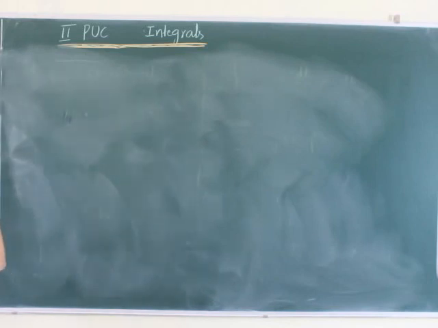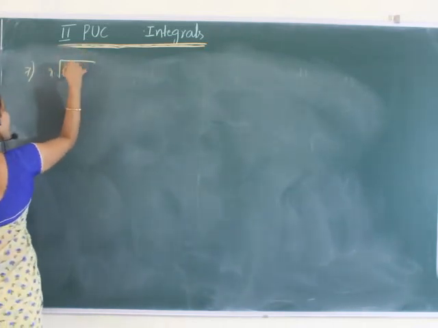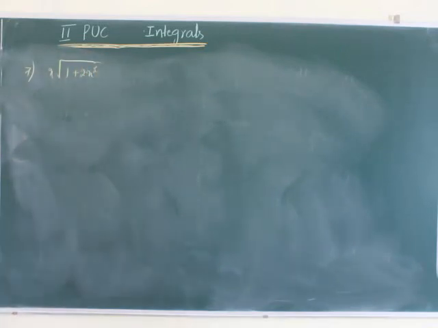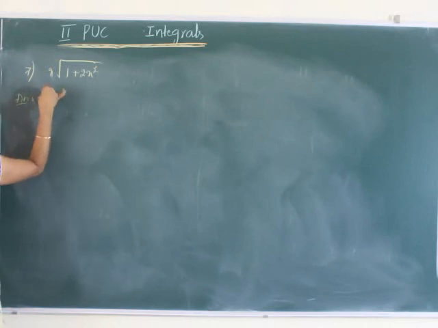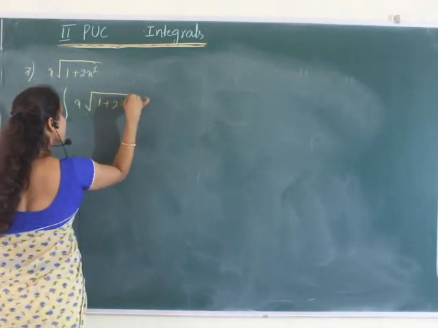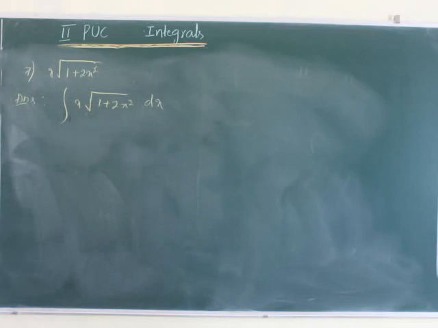Integral of x into root of 1 plus 2x square. So now we have to find the integral value by substituting. So we can make a substitution. What is the substitution we can make here?